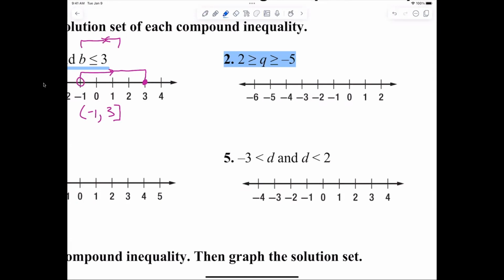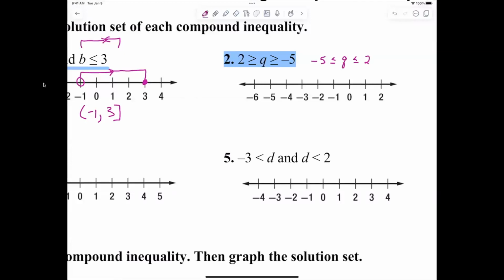Now, again, I'm going to have to argue with this worksheet a little bit. Normally I tell you we must write the numbers from what? Left to right or small to large. So I really would like for you to just rewrite this as -5 less than or equal to Q less than or equal to 2. So it doesn't really change much.